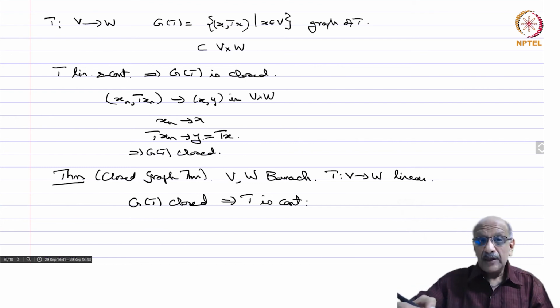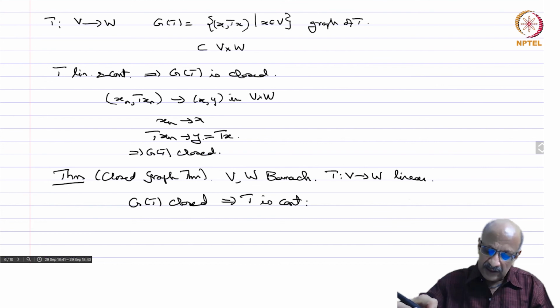So we have seen many ways in which you can prove the continuity of an operator. Continuity: xn goes to x implies Txn goes to Tx, xn goes to 0 implies Txn goes to 0, or the image of the open unit ball is bounded, or closed unit ball if you like, and then norm Tx is less than or equal to C times norm x. So these are various criteria which we use so far, and this is now a new one.